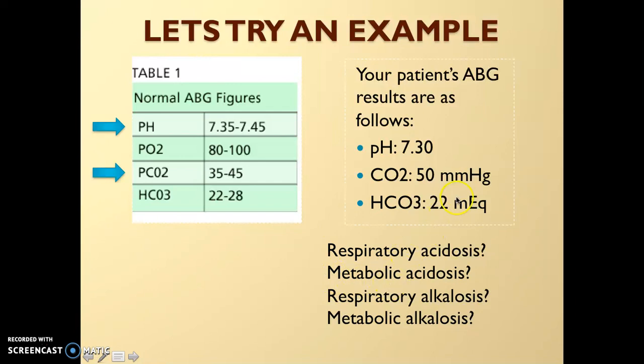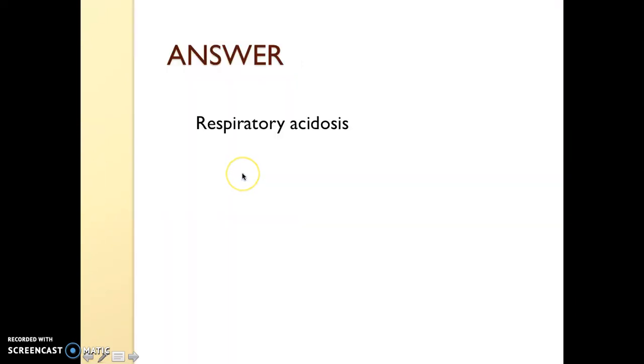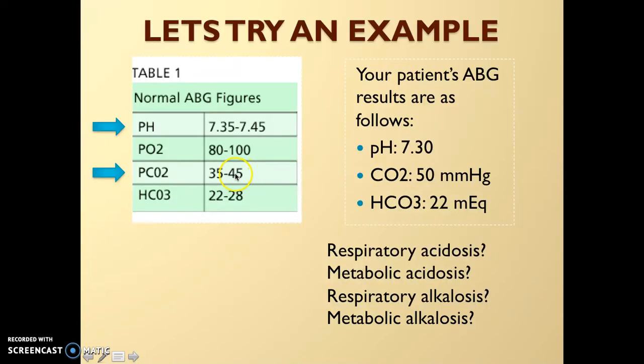In order to determine that, we're going to look at the direction in which the CO2 and the pH are moving. We already determined in the first step that the pH is going down because it's below 7.35. Now we have to see which direction the CO2 is going in. Is it up or down? Based on the normal level, anything greater than 45 is going up, and this is 50, which is greater than 45.